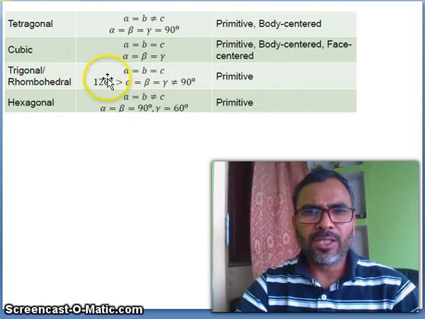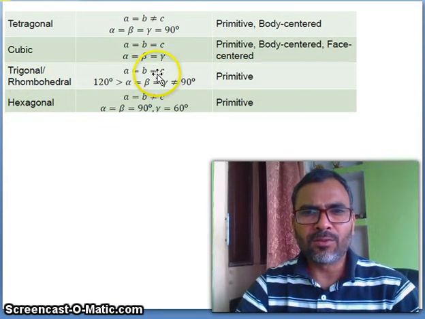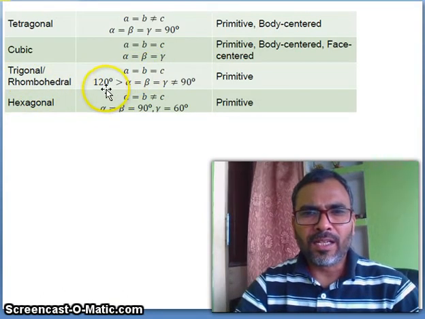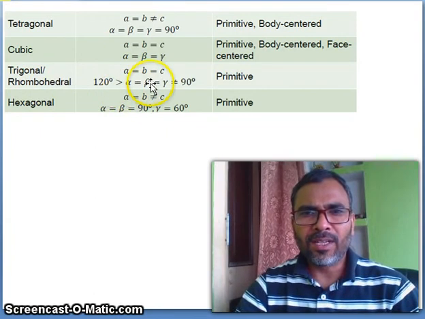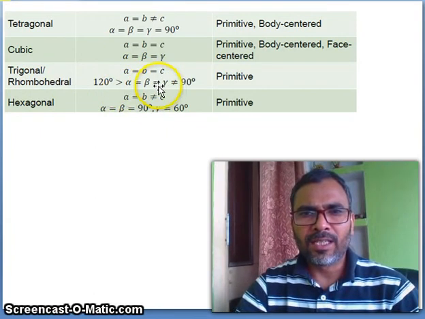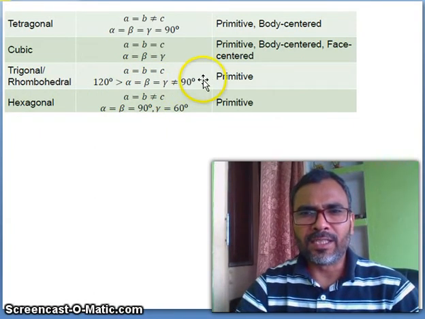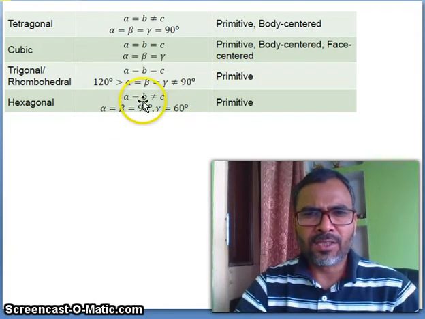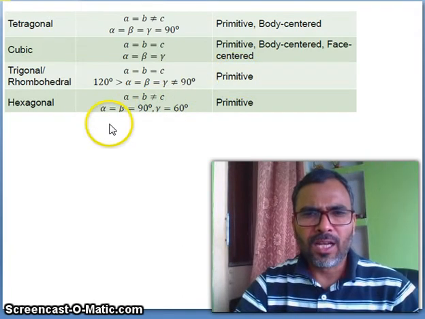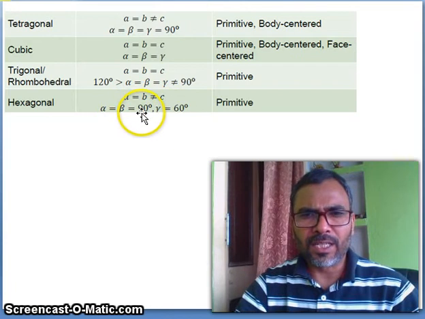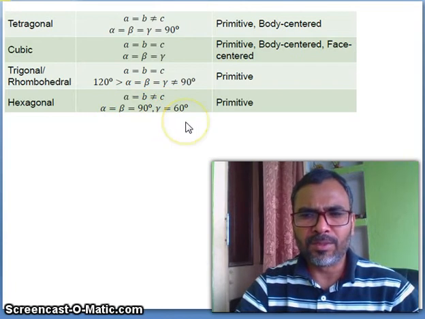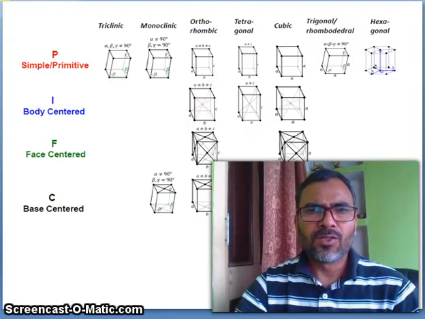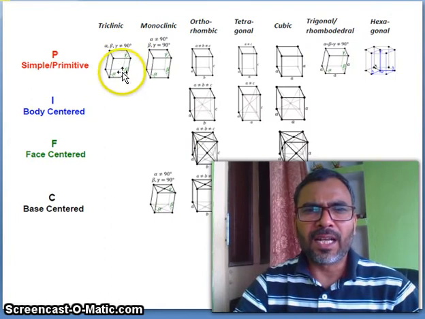Trigonal or rhombohedral: a is equal to b is equal to c, and alpha, beta, gamma are equal and less than 120 degrees, not equal to 90 degrees, and that is primitive. Hexagonal: a is equal to b, b is not equal to c. Alpha is equal to beta is equal to 90 degrees, gamma is equal to 120 degrees, primitive. So this is the triclinic.